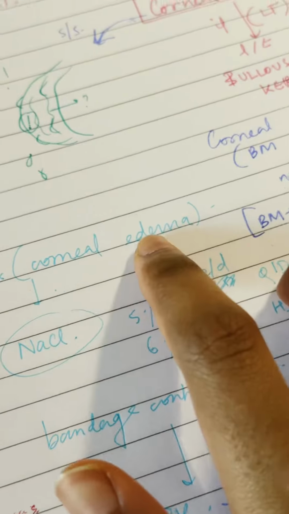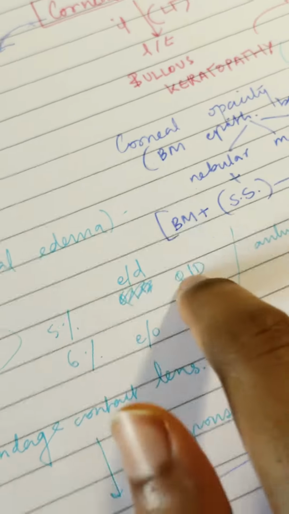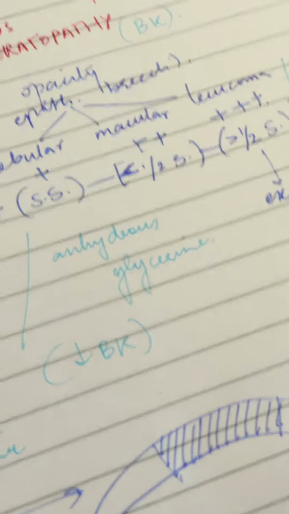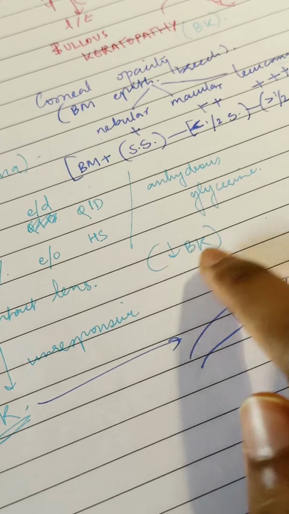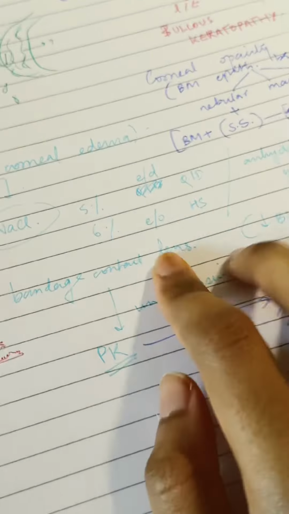To manage corneal edema, we can give sodium chloride 5% as eye drops 4 times a day, or 6% eye ointment at bedtime, and as an alternative, we can give anhydrous glycerin. We can also use bandaging or therapeutic contact lens, which will decrease the effects of bullous keratopathy. If it's unresponsive to all of this, we can do a penetrating keratoplasty. I'll talk about keratoplasty in a separate video.